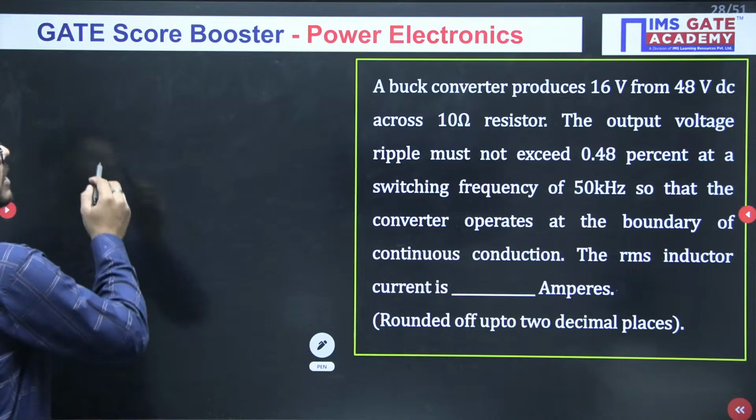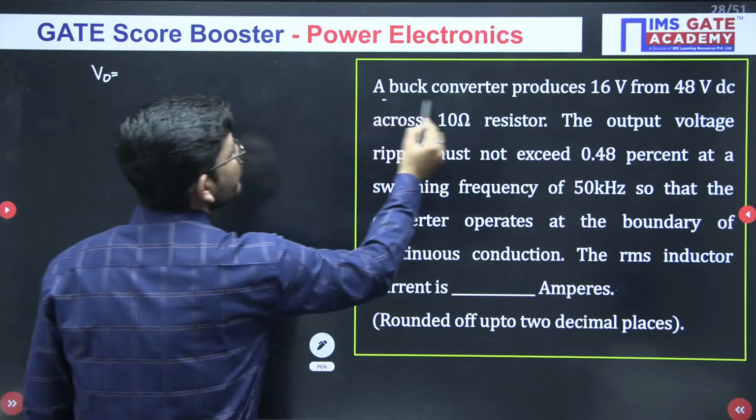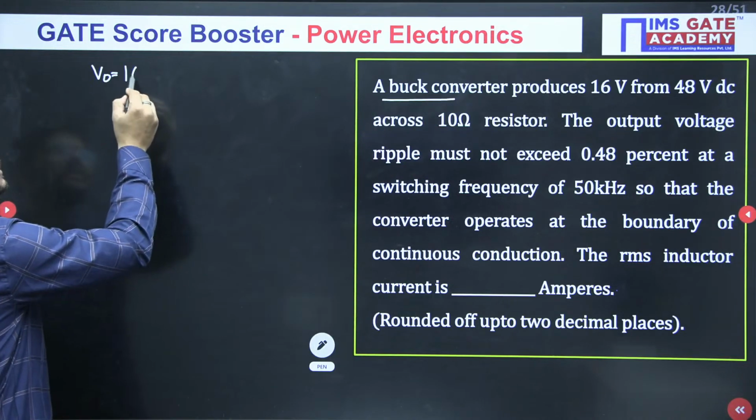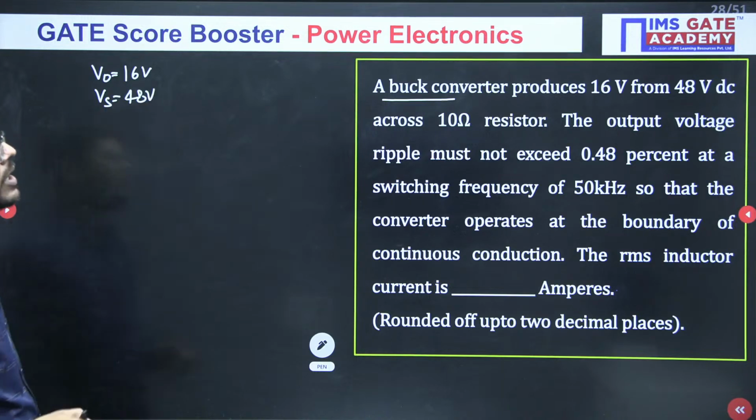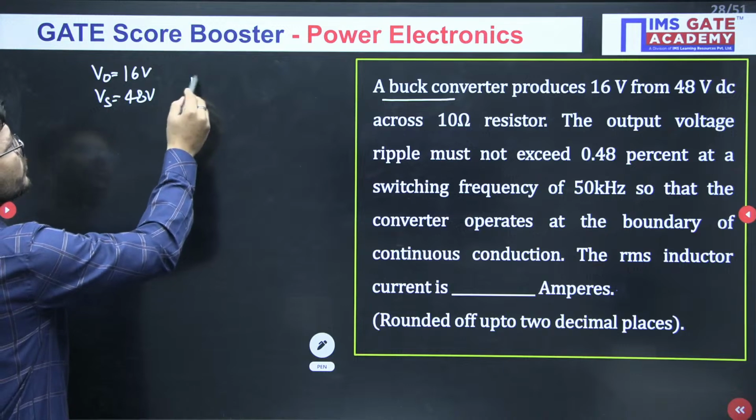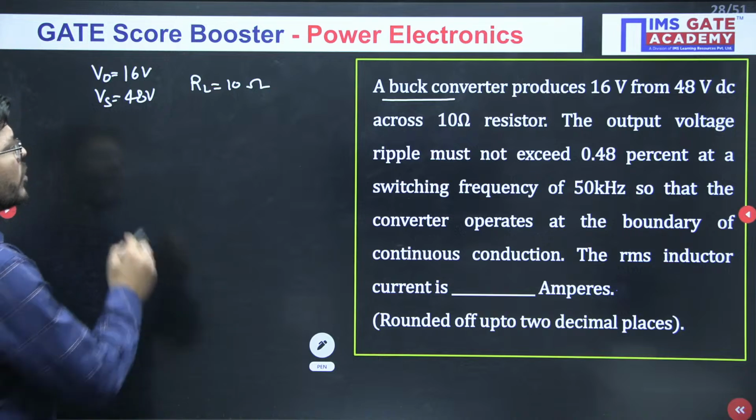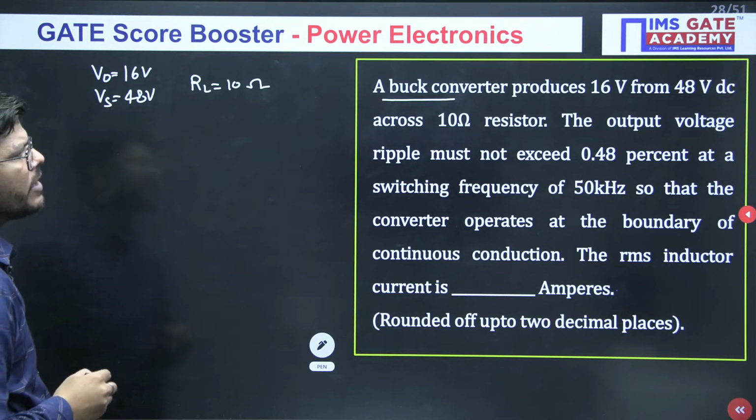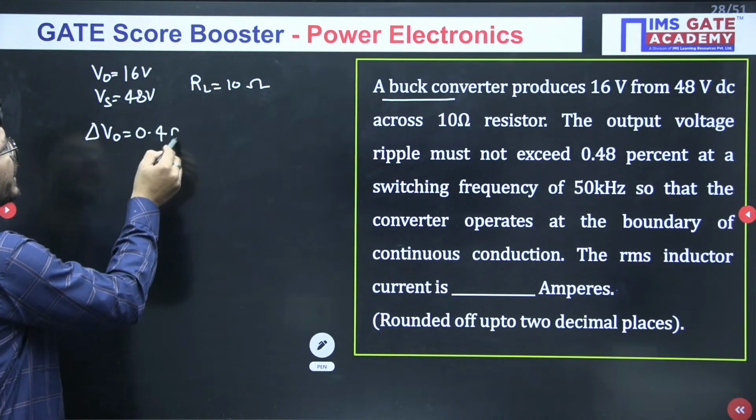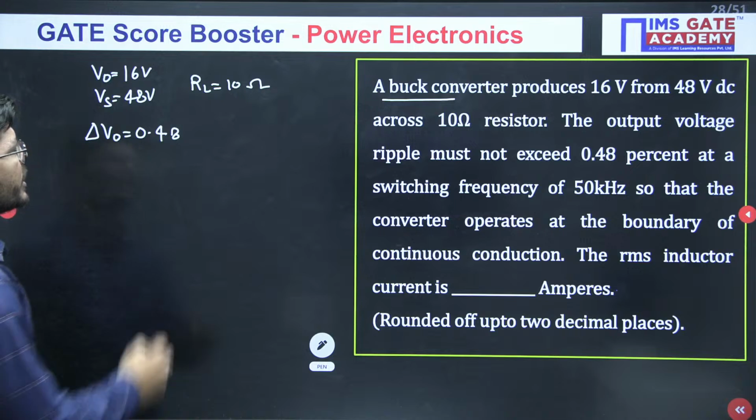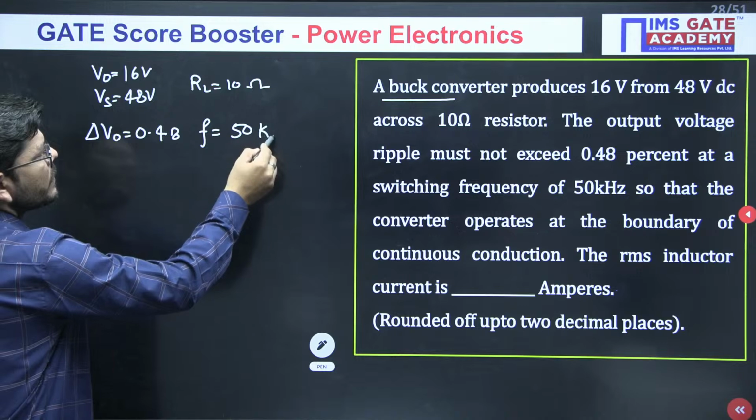Okay, so what has been given to us? The converter is a buck converter. Output voltage is 16 volt. Input voltage is 48 volt. Across the resistance of 10 ohm, so load resistance is 10 ohm. And output voltage ripple must not exceed 0.48%. And then we have switching frequency, which is how much? 50 kilohertz.